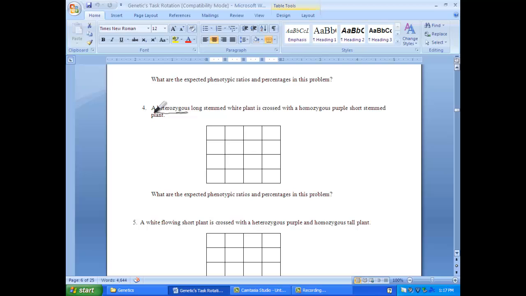What's the letter that they're showing for stem length? L. So if it's heterozygous for stem length, we're going to have big L, little l. Heterozygous, long-stemmed, white plant. Is white recessive? So what do they use for color? P. So if it's white, it's got to be recessive. That's one parent genotype. It is crossed with a homozygous purple short-stemmed plant. So purple is dominant.